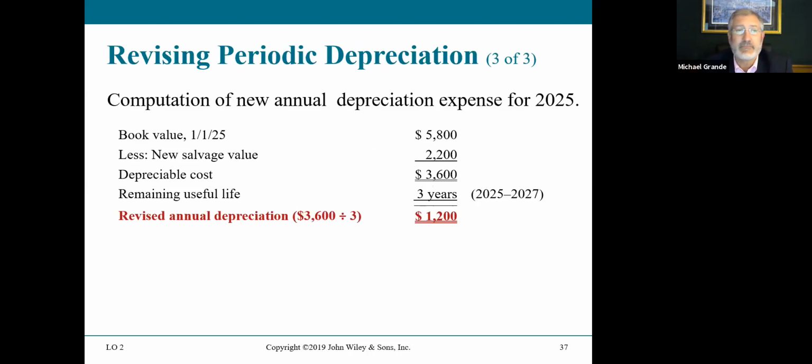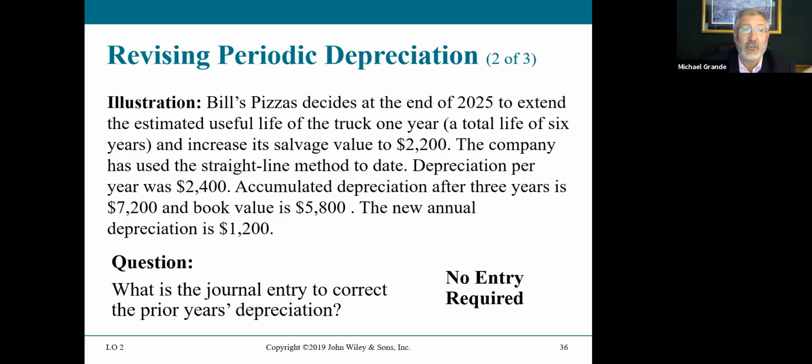Here's the calculation. Book value at the time of change, $5,800, less the new salvage, right? Cost less salvage divided by useful life. The book value at the date of change is $5,800. Original cost minus accumulated depreciation to date, $5,800. And you can see that right here. It says the original cost, well, we knew the original cost was $13,000, and it said accumulated depreciation after 3 years was $7,200, hence book value $5,800.